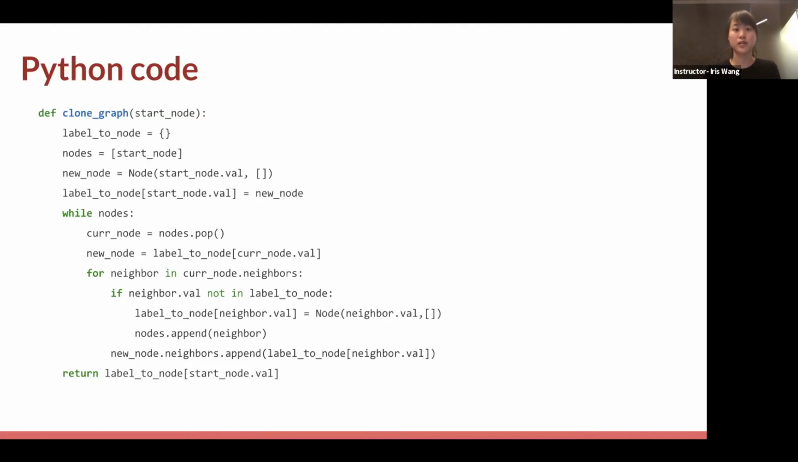So overall, the space complexity of everything is O of the number of vertices plus the number of edges. And then the last thing is time complexity. We're doing a DFS and traversing through each vertex and each edge once. So for this problem, the time complexity is also the number of vertices plus the number of edges.